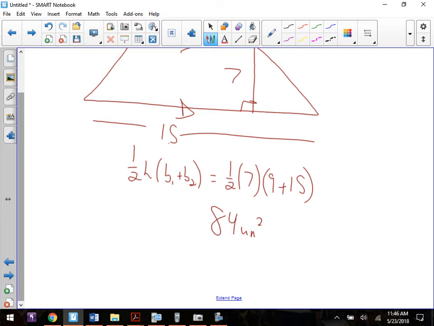And not all of your answers will always be 84 square inches. Sometimes it'll be 6. Correct, because it might not be an area problem.